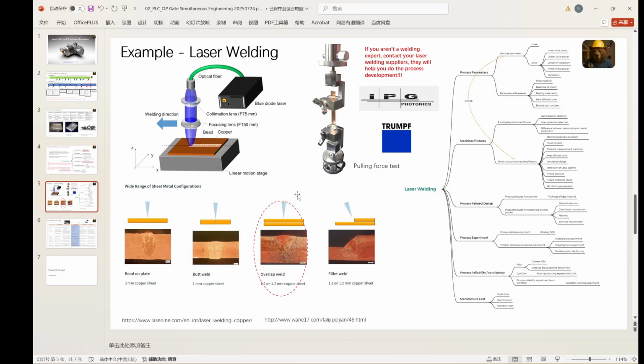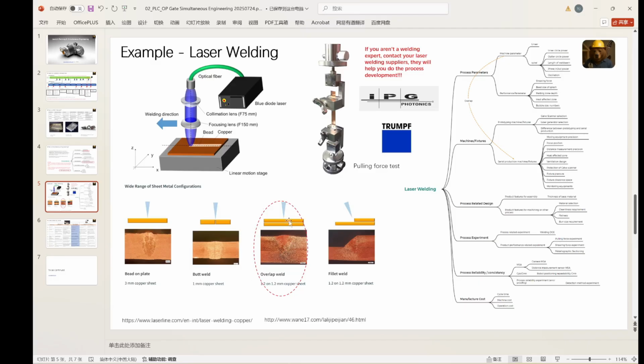These are the pictures about the laser welding. The left one is how the machine works. You can search for some other materials; I will not explain them in detail. And the second one is the pulling force test. After you laser weld two pieces of copper together, you need to do the pulling force test to see if your welding seam is firm enough.